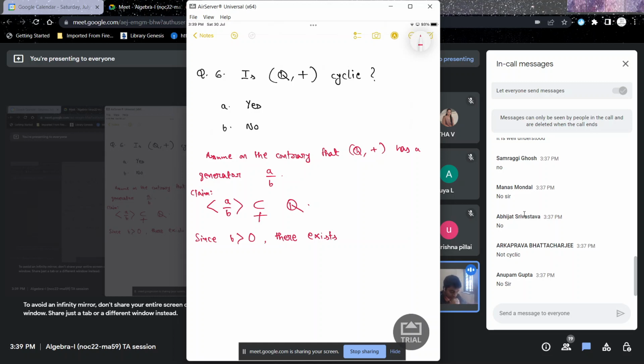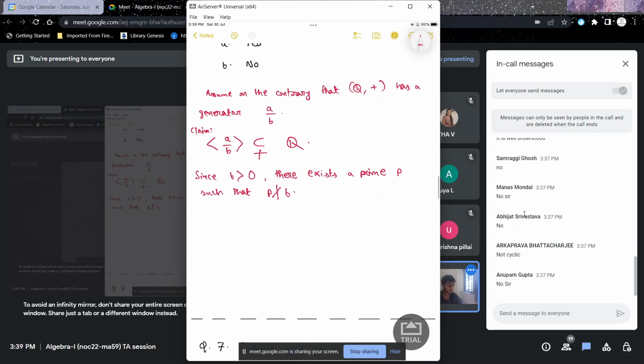So there exists a prime P such that P doesn't divide B. In other words, in the prime factorization of B, P is not present. And this is always there because you have an infinitude of primes.